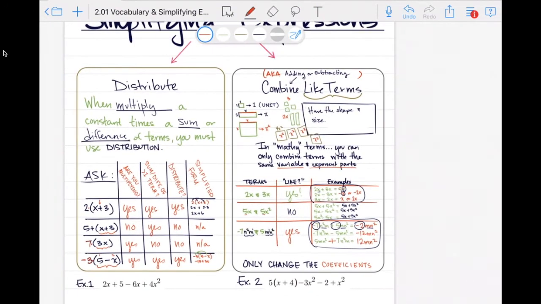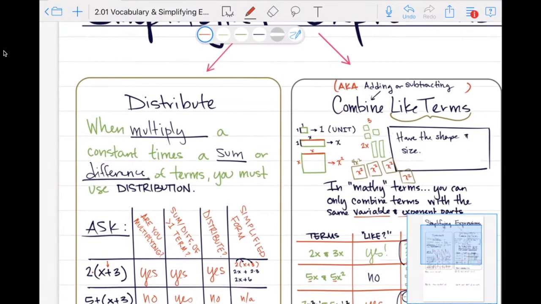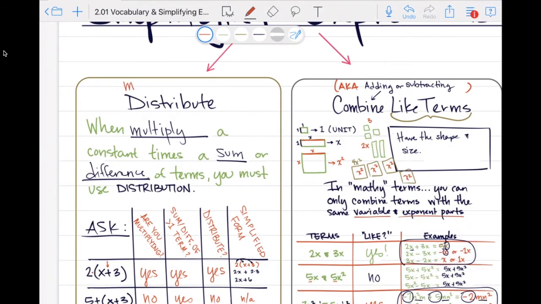Okay, now here's the deal. Usually you see combining like terms first and then distribution just because it seems like it's that way in textbooks. But I purposely put distribution on the left and combining like terms on the right. Why did I do that? Well, I want you to think about the operation with distribution. Distribution is multiplication, whereas we already talked about combining like terms is adding and subtracting. So which one do you do first? If you have both, if you could simplify both ways, you always do this first if you can.